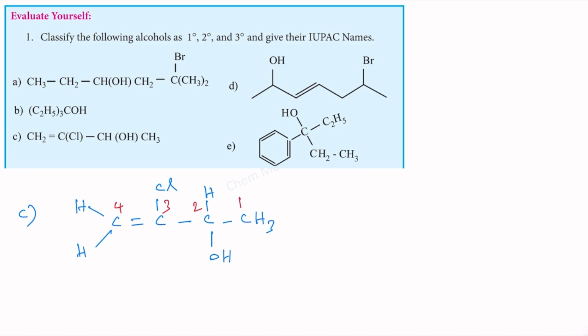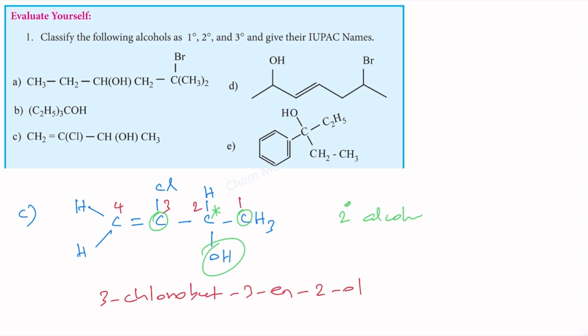We have a chloro substituent at 3 position. Therefore, 3-chlorobut-3-en-2-ol, because we have 4 carbon atoms in the parent chain, and then 3-en, that is the position of the double bond, 2-ol. That is the correct IUPAC name for this structure. What about the type? The carbon atom bearing the OH functional group is directly connected to 2 other carbon atoms, and therefore this is a secondary alcohol.